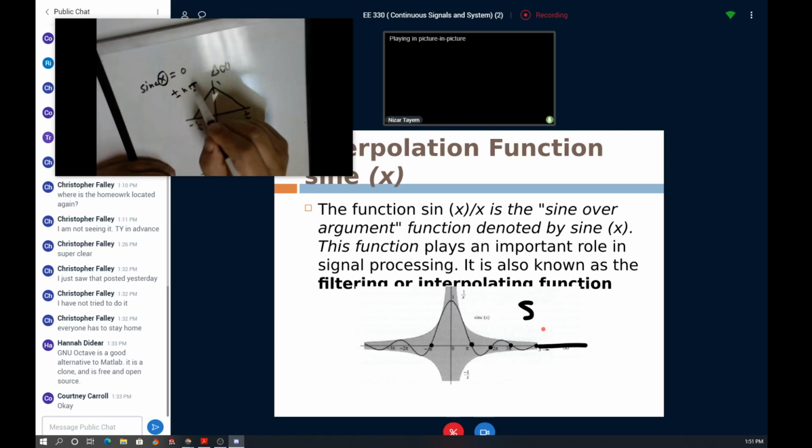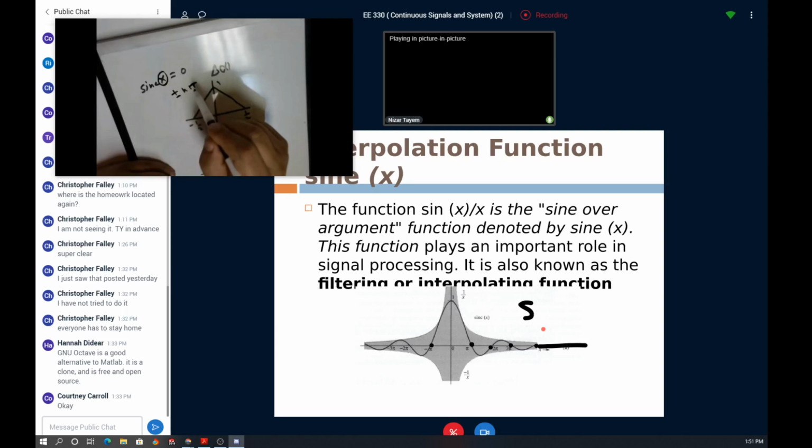It has a maximum magnitude when x is equal to 0, and it has zero crossings at integer multiples of pi. It's going to be at pi, 2 pi, 3 pi, and so on. Same thing here at minus pi, minus 2 pi, minus 3 pi, and so on. So it's an even function, and it has zero crossings at multiples of pi. Any question about the sinc function? Okay.